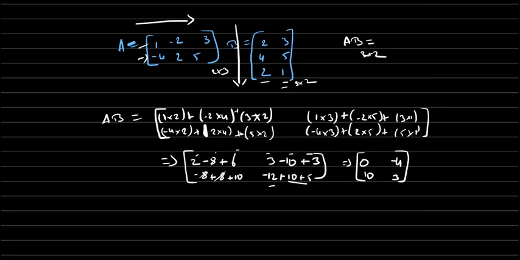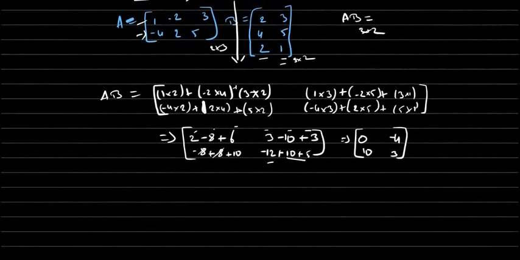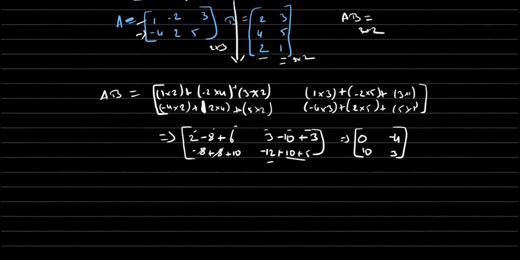What do you mean by BA? See, I will write here itself. What is the number of columns? How many columns are there? 2. How many rows are there? 3. Since it is going to satisfy 3 into 2, we will get this as a 3 into 3 matrix.